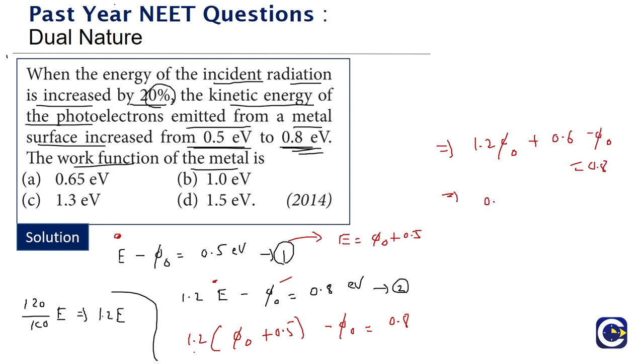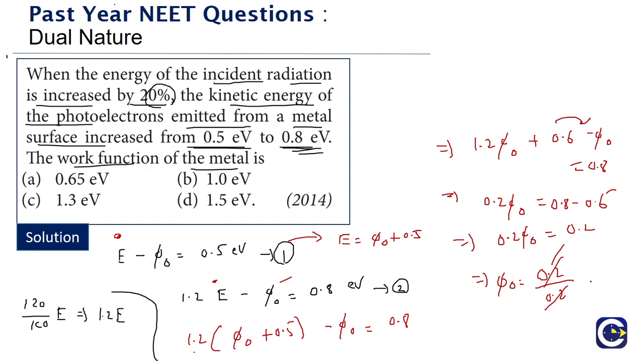So this is 0.2 times work function. We take the 0.6 to the right side: is equal to 0.8 minus 0.6, that is again 0.2. So 0.2 times work function is equal to 0.2, which means work function is equal to 0.2 by 0.2. In terms of value it is 1, but we know the unit will be electron volt. So the correct answer for this is option B, which is 1 electron volt.